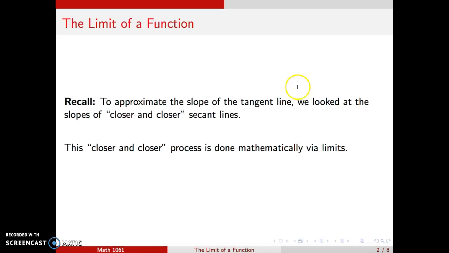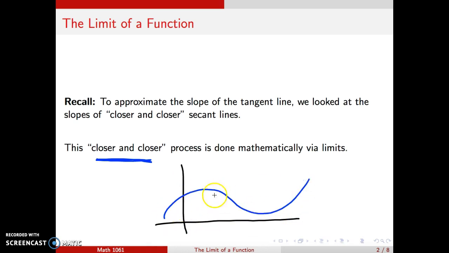If you remember in the last video, we talked about the tangent and velocity problems. The idea was to approximate the slope of the tangent line by looking at slopes of closer and closer secant lines. We understood this closer and closer idea by thinking about a silly example here. If we wanted to estimate the tangent line at that point, that's probably a pretty good estimate, isn't it?